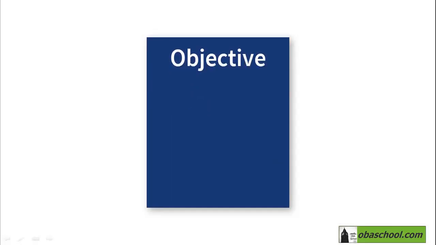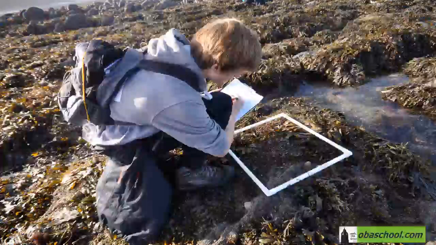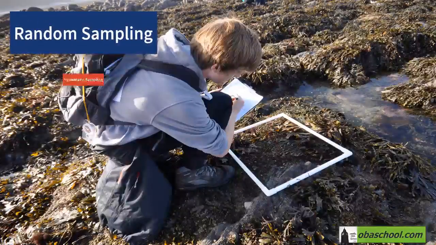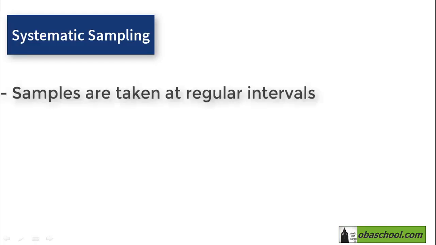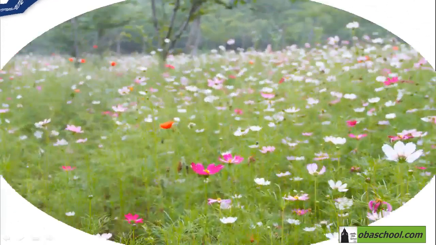In this demo, we're going to investigate the effect of an environmental factor on species distribution. In the previous video, we learned how to perform random sampling. What about systematic sampling? Well, as we mentioned previously, in systematic sampling, samples are taken at regular intervals. An example of a systematic sampling technique is the interrupted belt transect. So let's write a hypothesis and learn how systematic sampling can be performed.